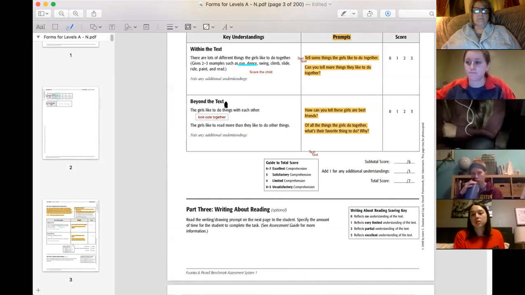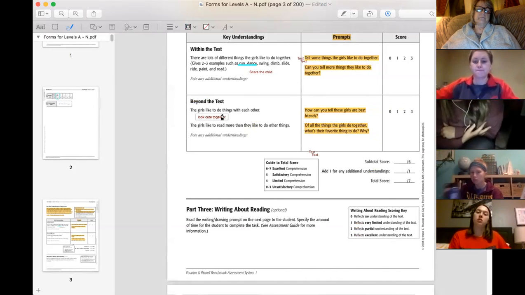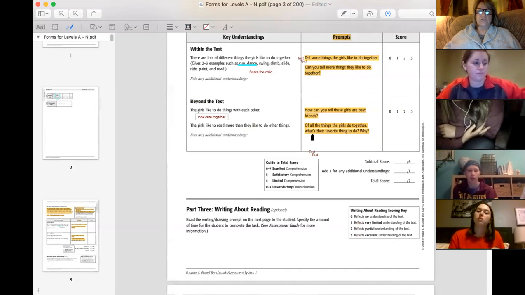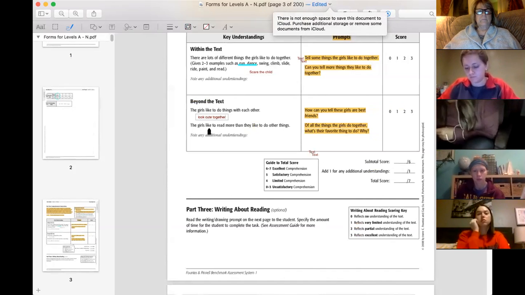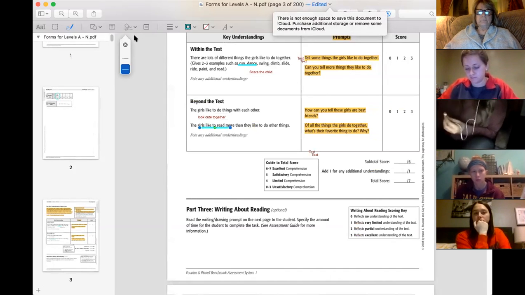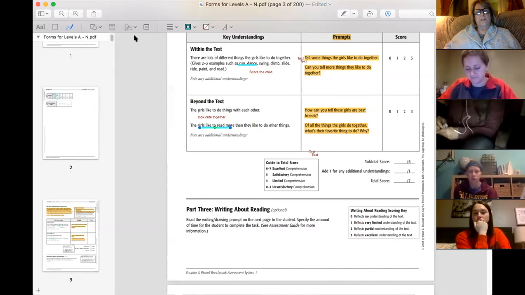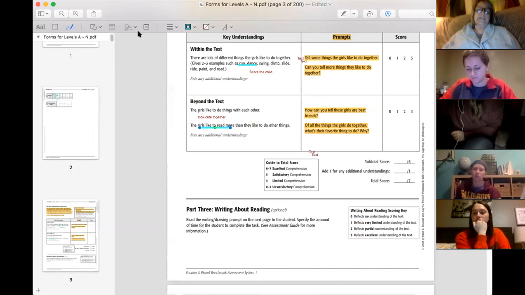So if they say something like they look cute together, then you're going to ask them the second prompt. Of all the things the girls do together, what's their favorite thing to do? And tell me why. And then they say, I think they like to read more than anything else. And you're going to ask them why. If you had the book, you would see how much they're smiling, anything like that the child tells you.